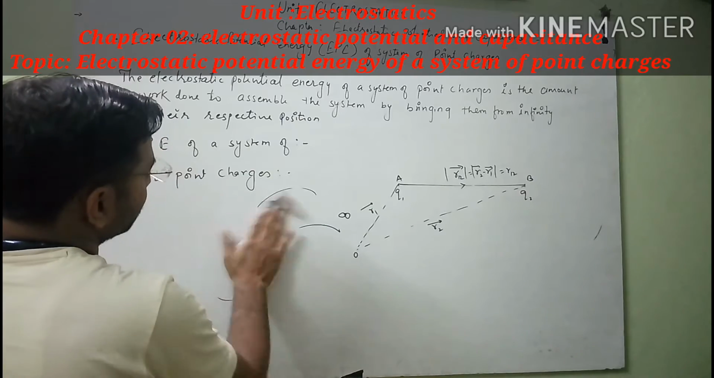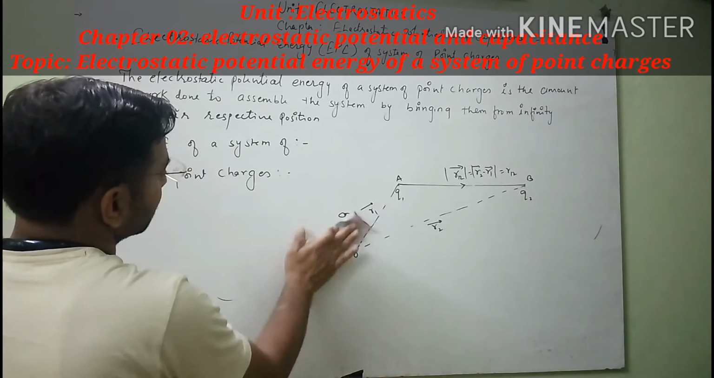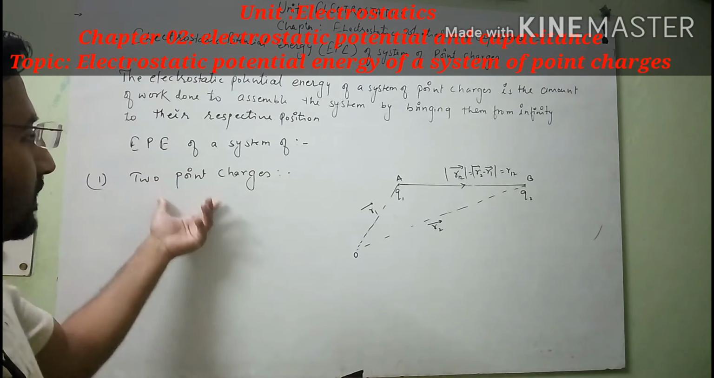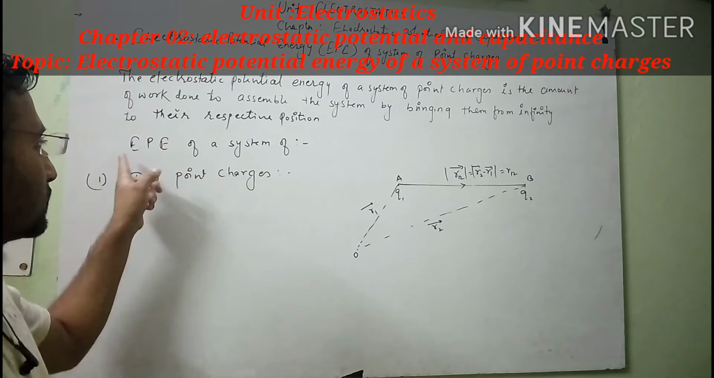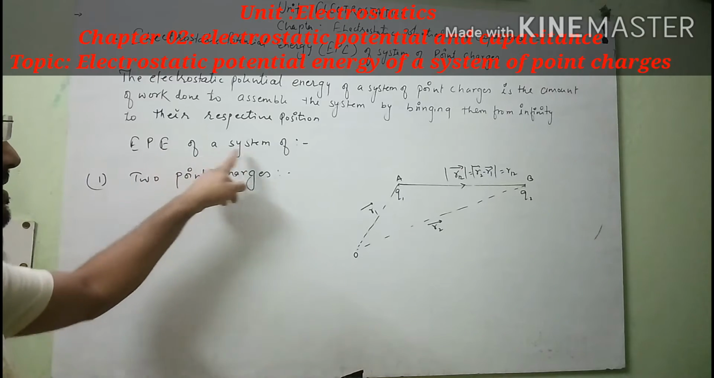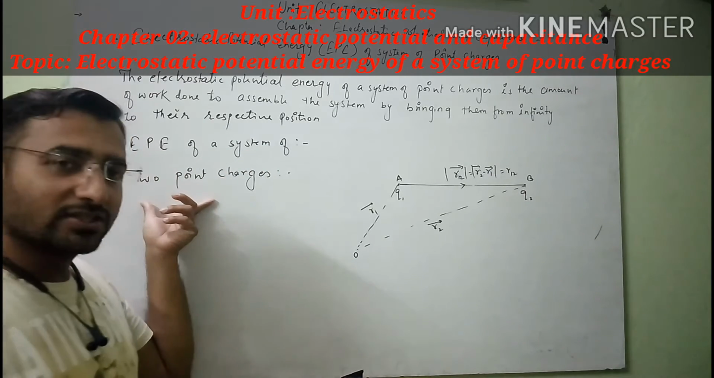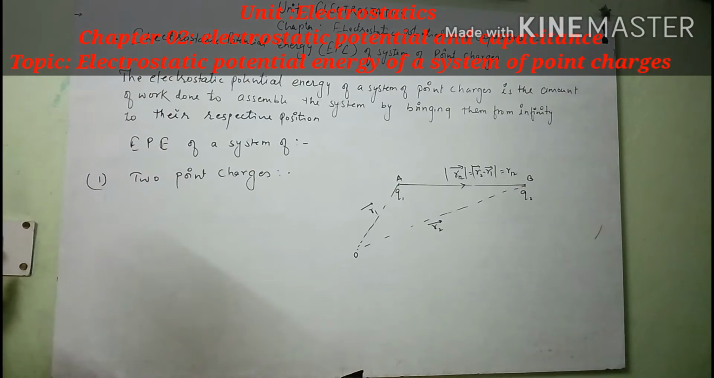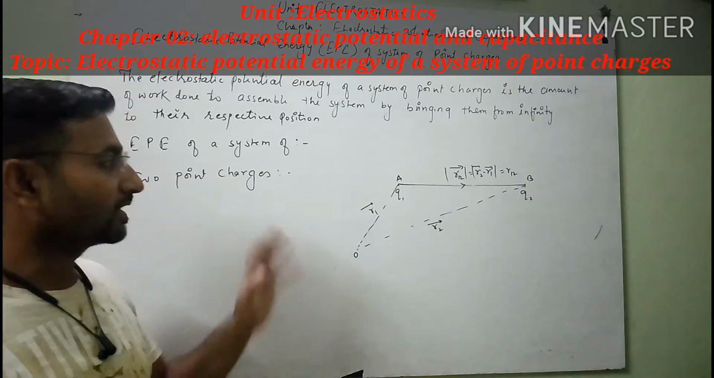And after that, when we derive the electrostatic potential energy, we will do different types of cases here. First, to calculate the electrostatic potential energy of a system of 2-point charges, after that 3-point charges, after that 4-point charges, one by one I will explain them all.